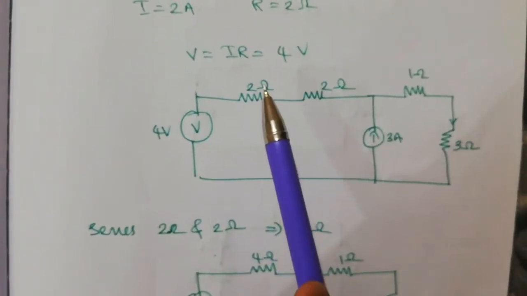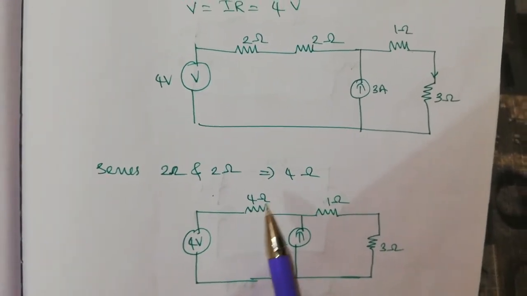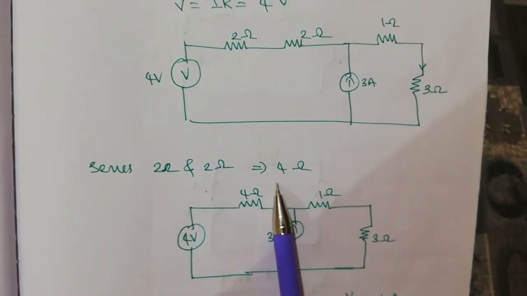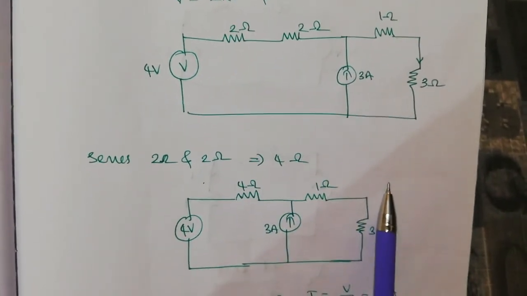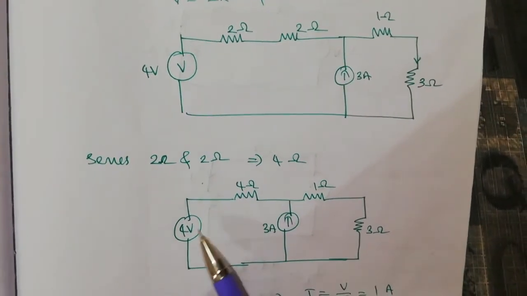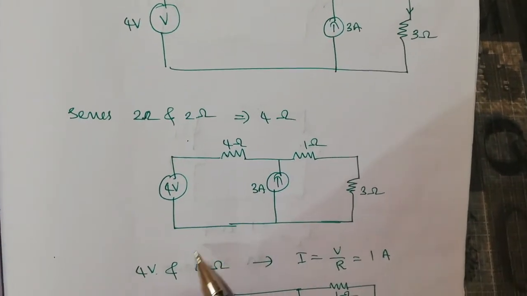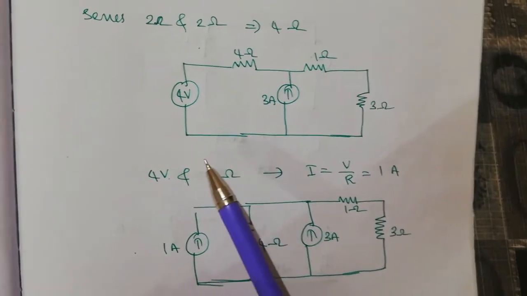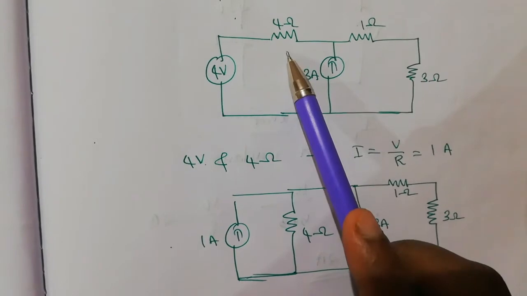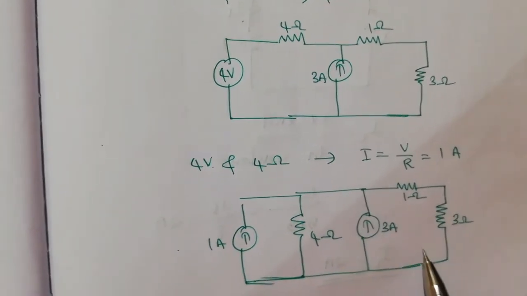Now we have two series resistances of 2 ohm, which gives 4 ohm. So again we have shortened the circuit: 4 volt, 4 ohm, and the remaining 3 ampere, 1 ohm, 3 ohm are the same. Now again we can convert this voltage with series resistance into a current with parallel resistance. That is 4 by 4, that is 1 ampere. 4 volt and 4 ohm is equal to 1 ampere parallel with the same resistance 4 ohm, and the remaining connections are the same.